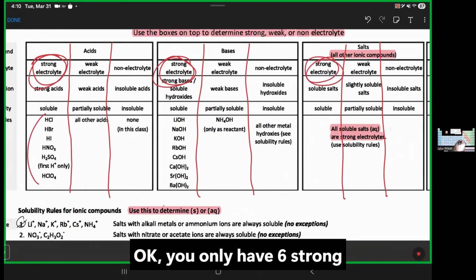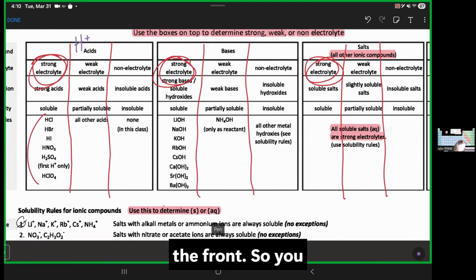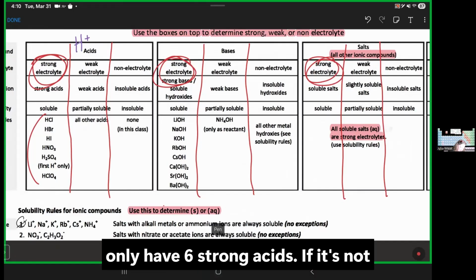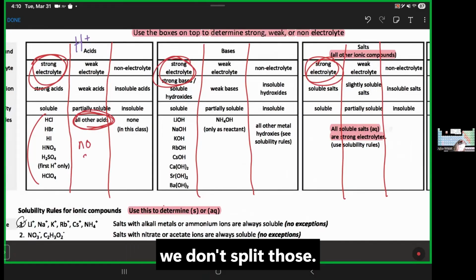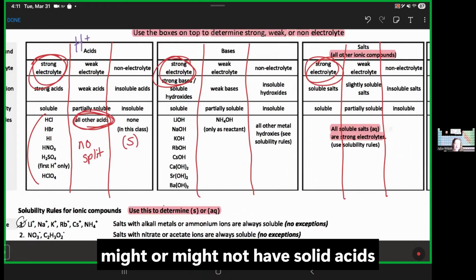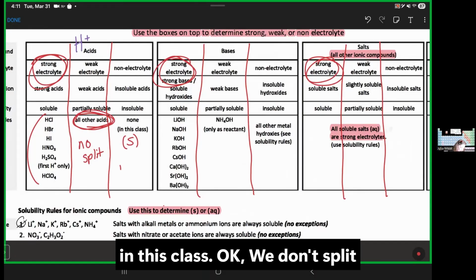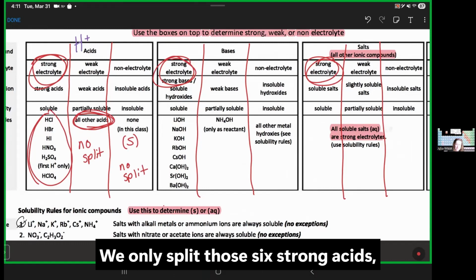Okay, you only have 6 strong acids. Remember, acids have hydrogens in the front. So you only have 6 strong acids. If it's not one of those 6, it is weak, and we don't split those. And if it's a solid, so you might or might not have solid acids in this class, we don't split those either. We only split for acids those 6 strong acids.